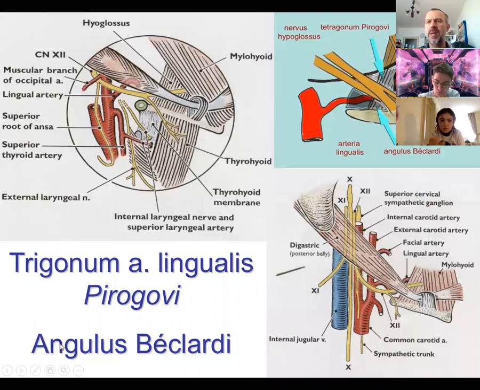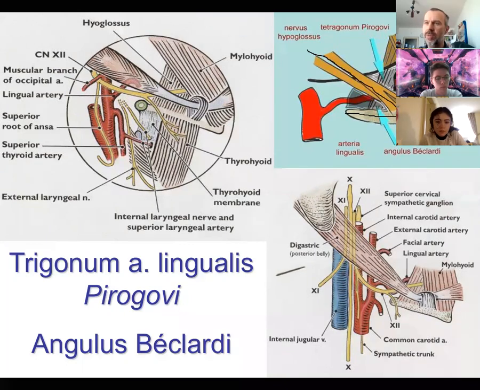We can call this Beclard's angle. Beclard was a Frenchman. And the angle is between the greater horn of the hyoid bone and the posterior belly of the digastric and stylohyoid muscle. And this is Beclard's angle.